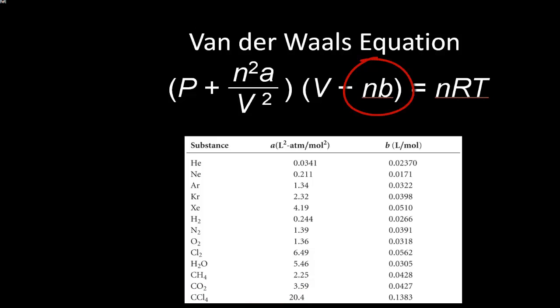Our volume adjustment takes into account the size of the particles. If we have a very large volume and a small number of moles, this adjustment is going to be very small. And if we have a small volume and a large number of moles, then the volume of the gas itself is going to require more adjustment. It's a little bit simpler adjustment: from the volume, we subtract the number of moles times some constant. And again, that constant is specific for the different gases. For instance, neon has a very small adjustment to be made. It has a very small radius. Whereas something like carbon dioxide or carbon tetrachloride has a much larger volume that the gas occupies, and so that needs to be adjusted in the ideal gas.